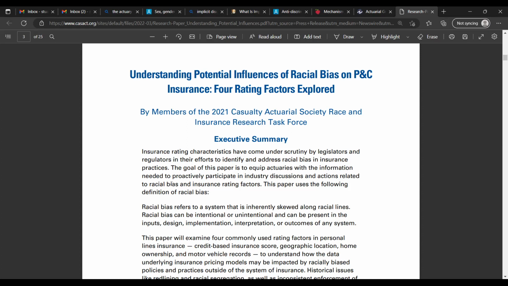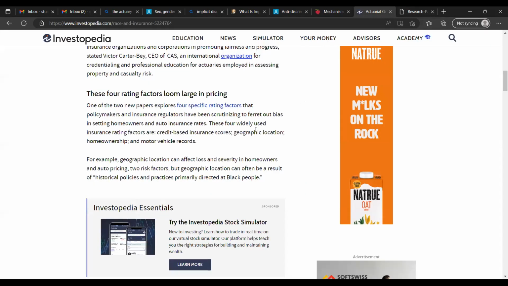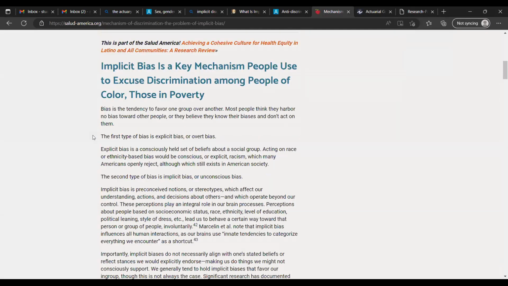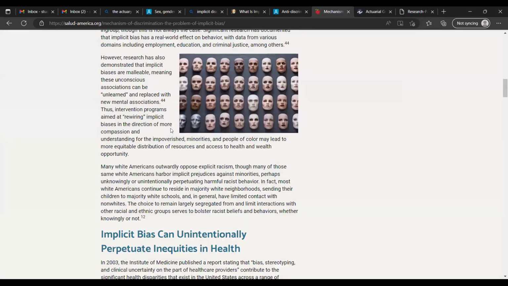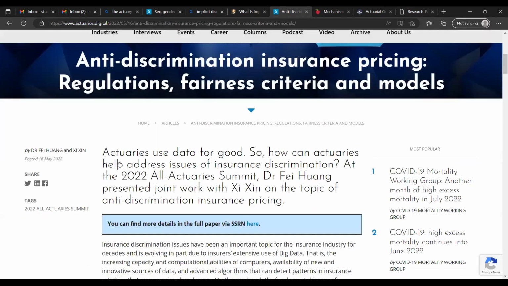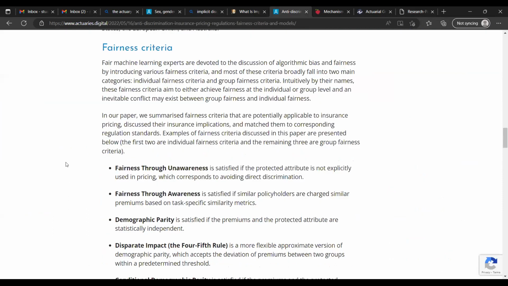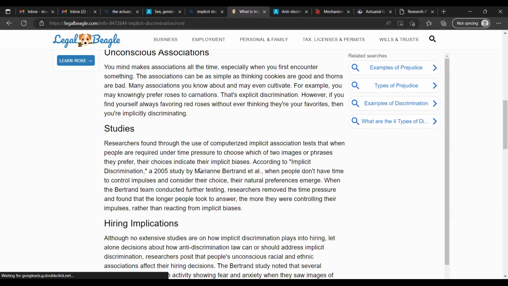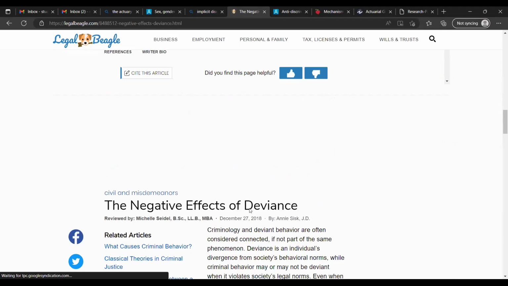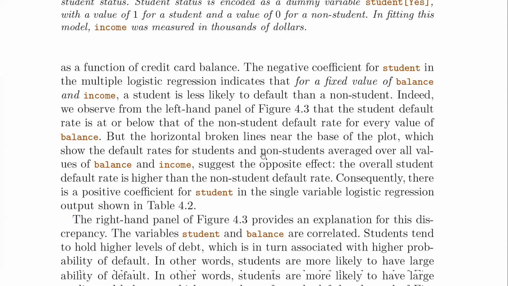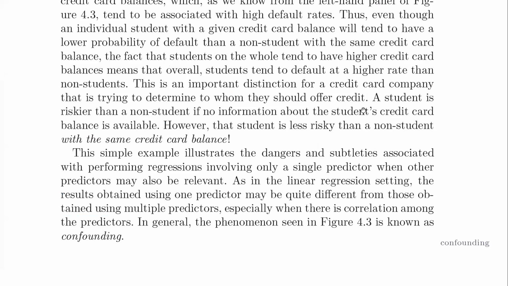Over here, we're looking at, for example, the affordability of insurance. The problem of implicit discrimination among people of color, those in poverty. Anti-discrimination, insurance pricing, regulations, fairness criteria, and models. Yeah, so there's so much out there. What is implicit discrimination? We didn't quite find the article I was after, but I still think what we read right now is probably quite interesting. Or I hope it was interesting.